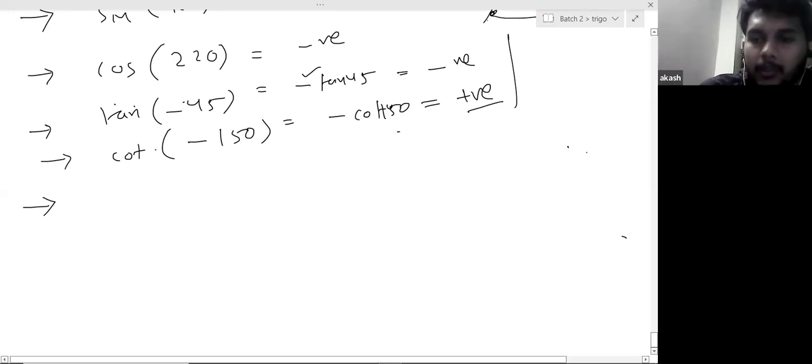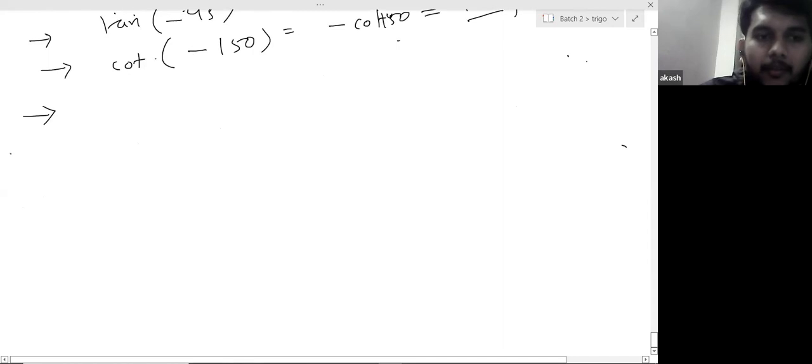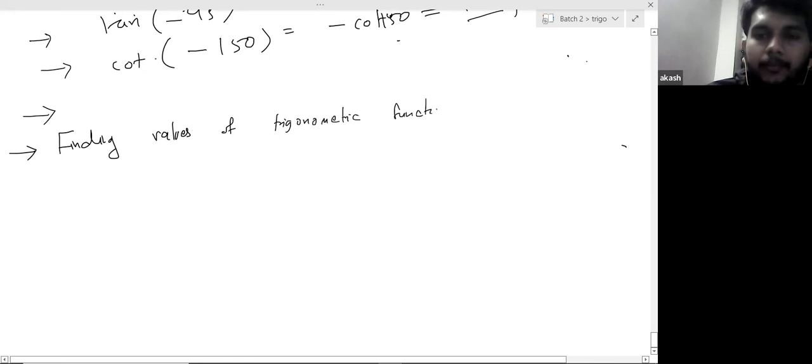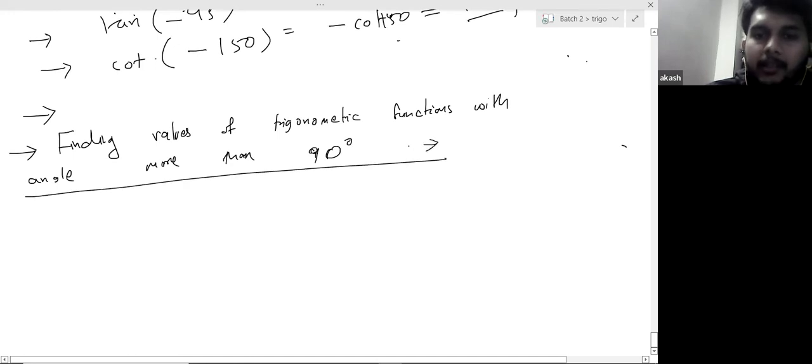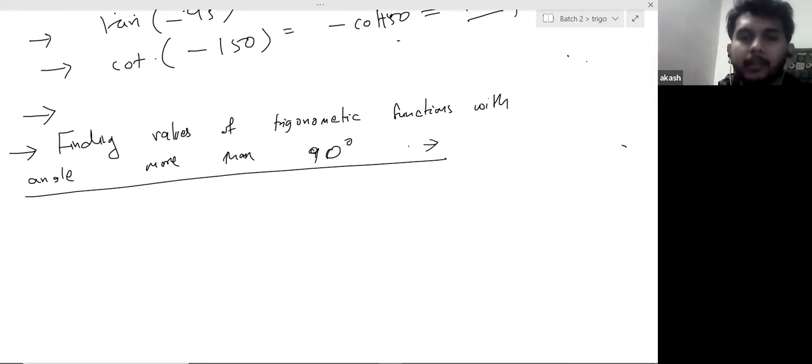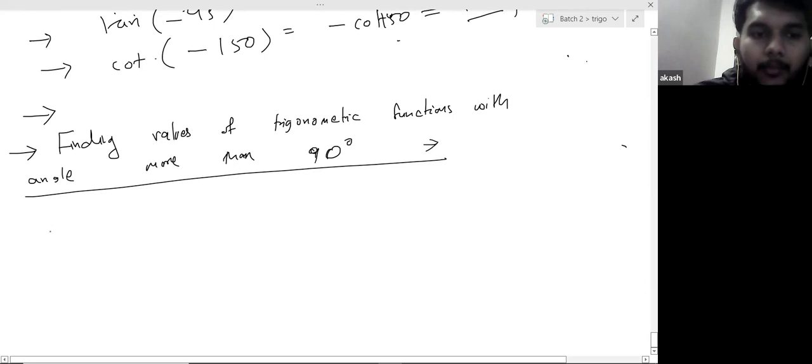Okay, so today we are going to learn how to find different angles of trigonometric functions. Finding values of trigonometric functions with angle more than 90 degrees. All right. We only remember the values till 90 degrees. Now we are going to learn how to find different values with angles more than 90 degrees.